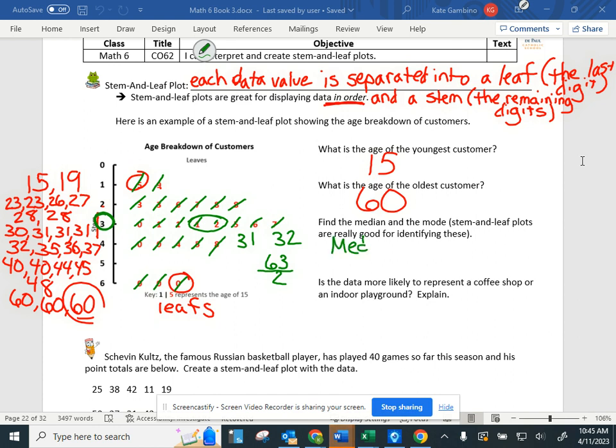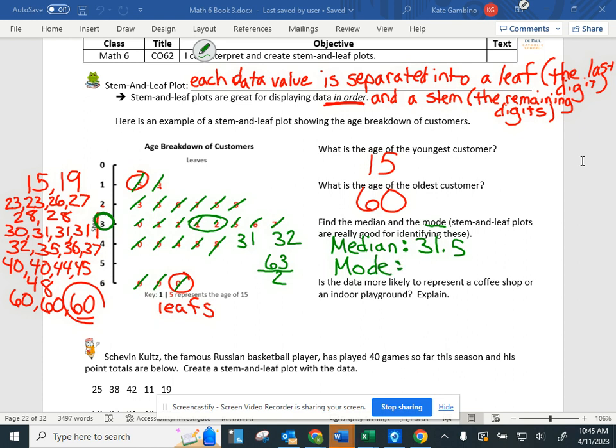So for my median age, what age do we get for that middle age of all the customers? Matthew, what was that? 31.5. So my median age is 31 and a half years old. That is the middle age of all of my customers. Now I need to find my mode.